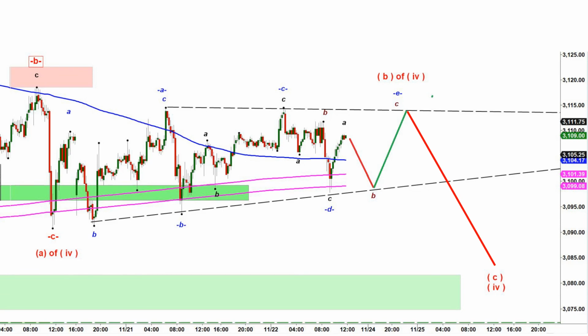Triangle is subdivided into 5 microwaves. This is A, then B, then C, then D, then E. So that would be a completion of a triangle. And because this is a corrective subwave B pointing up, we are expected to get another move down in the very final subwave C, which itself would complete a corrective wave 4, and from here we could get another rally in the very final subwave 5 up, which would finally complete the rally started at the beginning of August.